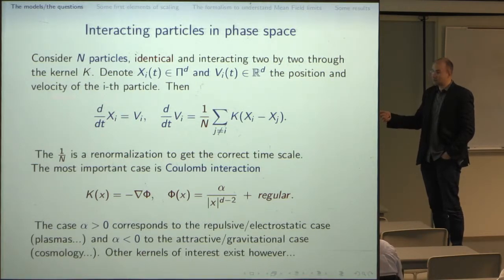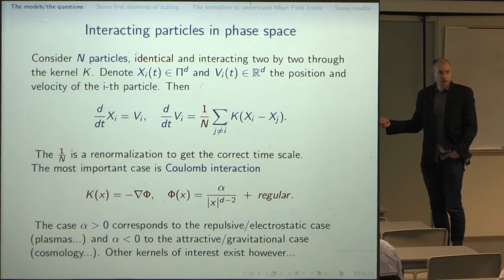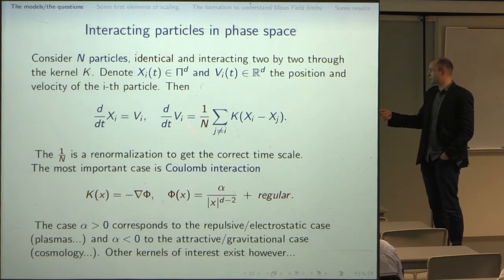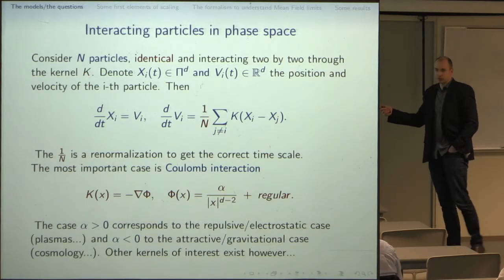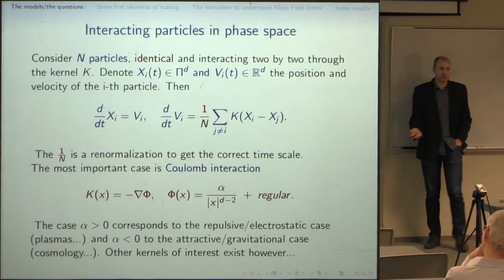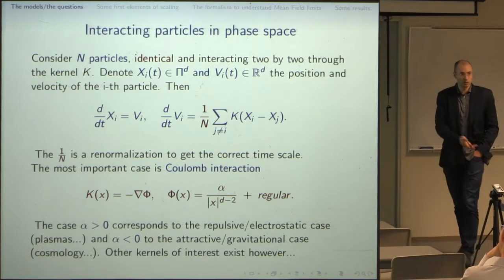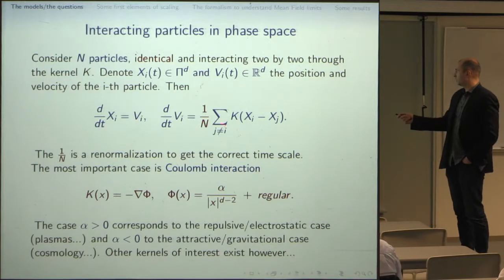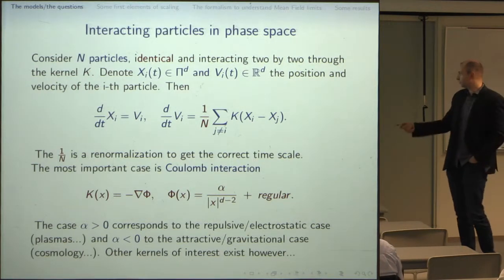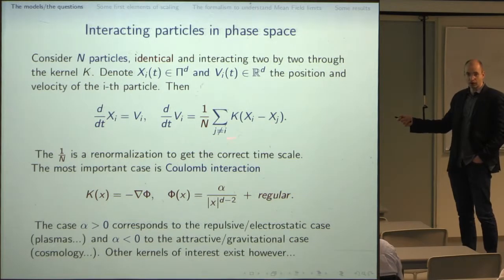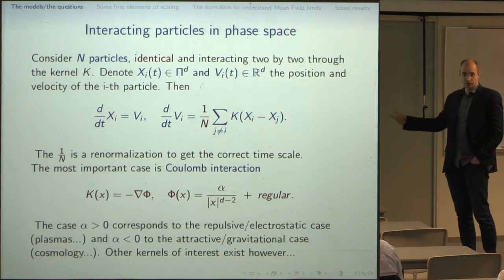You have the derivative of the position is the velocity, and the derivative of the velocity is the acceleration, which is the force applied on each particle. Here I'm putting what is probably the first example in physics of such a system, going back to Newton. This is a 2-by-2 interaction. The force acting on particle number i is the sum of all the forces that particle number j produces on particle number i.